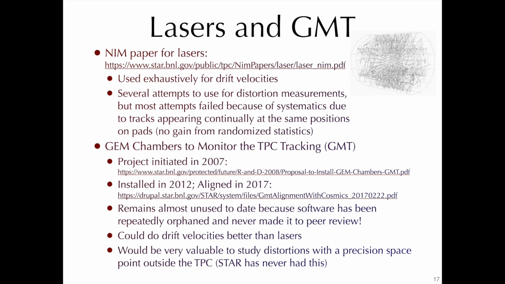And I bring this up as relevant because in the future, people are still relying on lasers, and relying on lasers has been great for the drift velocities, but it really hasn't been great for doing the distortion measurements. And the reason for this is that because the laser is always firing at the same physical location, when those electrons come to the end cap, they fall at the exact same place on the end cap.